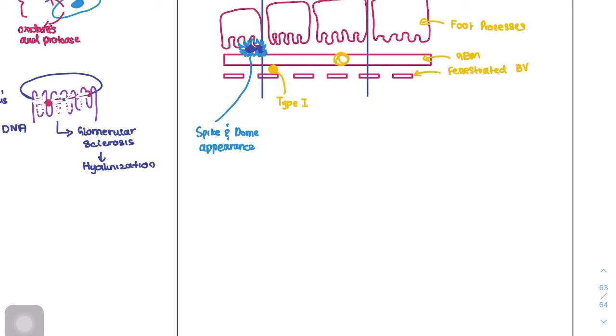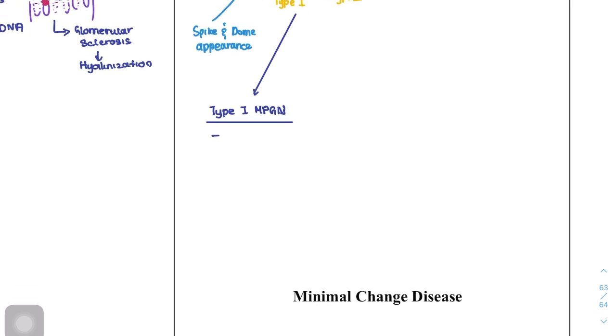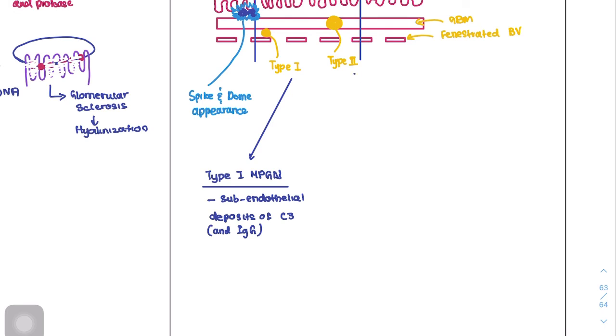And the other one is on the basement membrane itself. This is type 2. So we'll take type 1 and type 2. Type 1, membranoproliferative glomerulonephritis, has subendothelial deposits of C3 and also IgG. C3 is the main one.